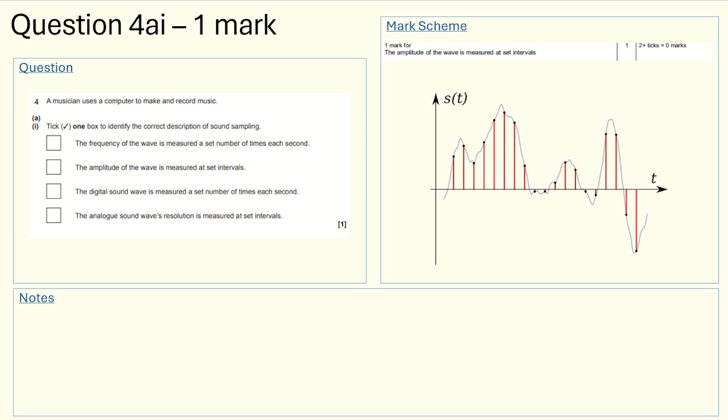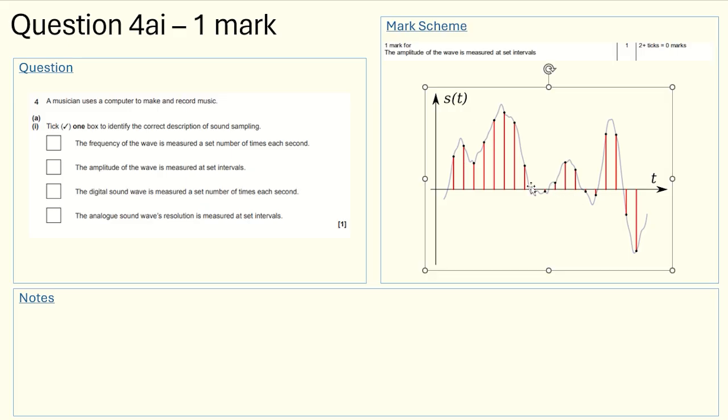You can't tick 2 boxes. So if you tick 2 boxes, then you get 0 marks, as it states here in the marking guidance. Okay, so this is quite a tricky one because there's lots of different terms here that might be designed to get you a little bit confused.